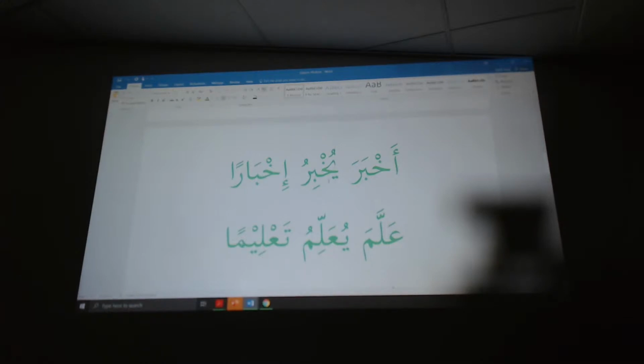So akhbara yukhbiru ikhbaran fahuwa mukhbirun. Ukhbira yukhbaru ikhbaran fahuwa mukhbarun. Mukhbarun. Lots of people make that mistake. Make sure that's a fatha instead of a kasra. And then al-amru minhu akhbir.